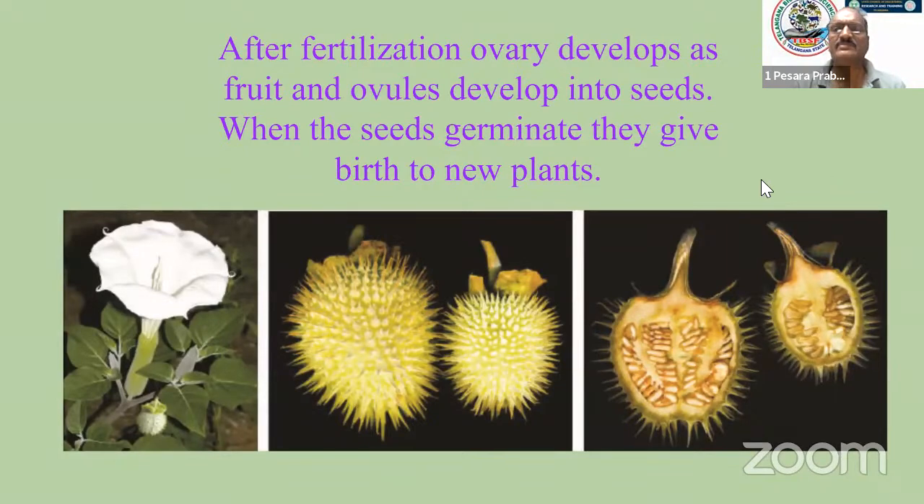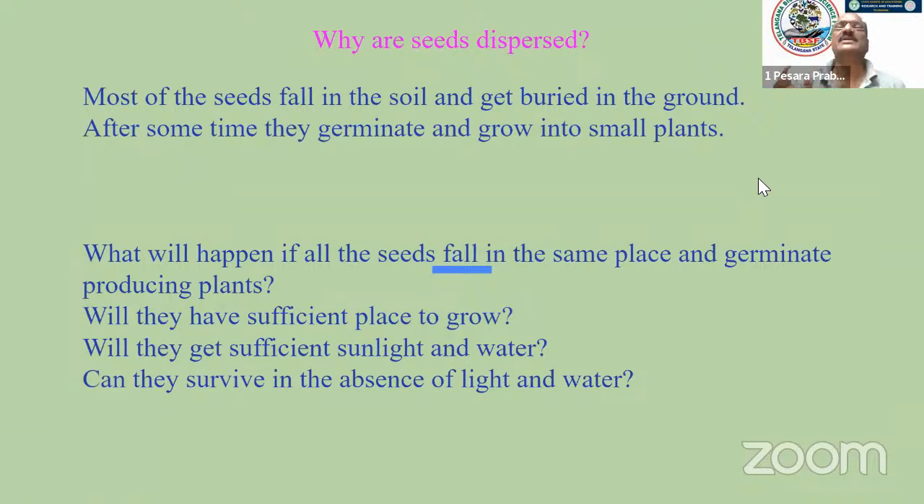Next, why are seeds dispersed? So we know that seeds are present in the fruit. Why are the seeds dispersed? Because most of the seeds fall in the soil and get buried in the ground. After some time, what will happen? They germinate and grow into small plants. Imagine if all the seeds fall on the ground at the same place. What will happen if all the seeds fall in the same place and germinate, producing plants?